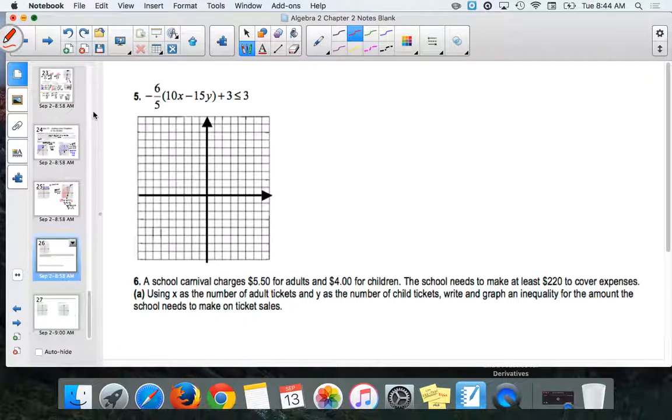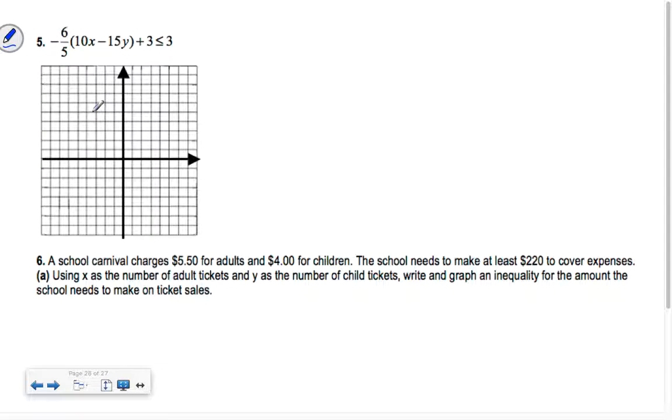Okay, so first of all, is it dotted or solid? Solid, because it's less than or equal to. So we're going to multiply both sides of the inequality by negative 5 over 6. And that's going to clear that first fraction for us. Okay, and when we do that, that's the red flag rule. We have to change our sign because we multiply by a negative.